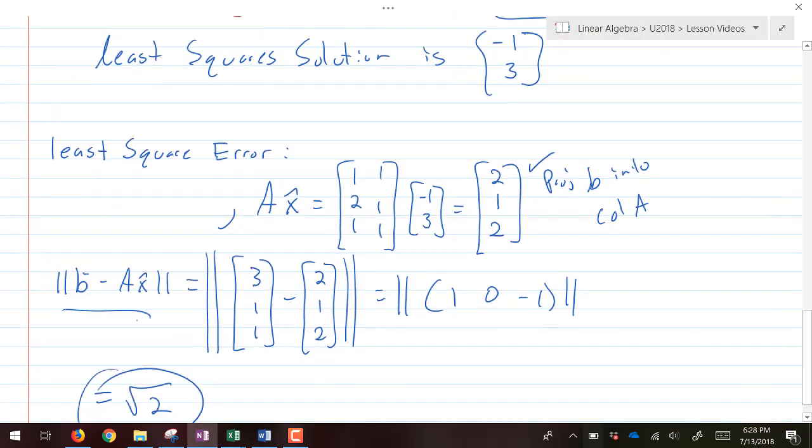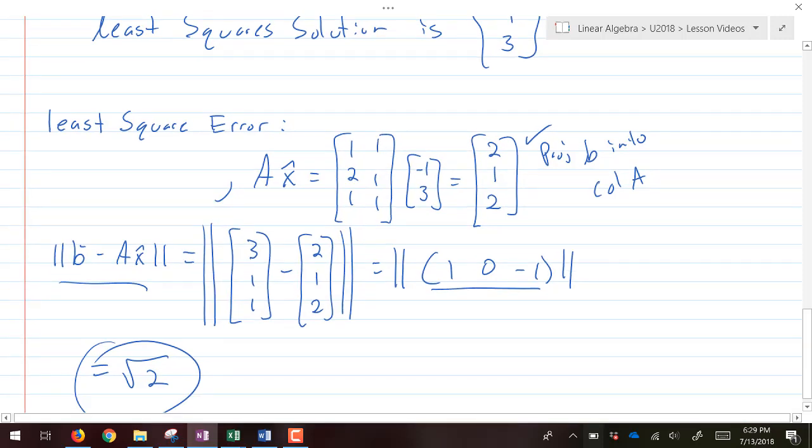So now I can find the least squares error, which is the magnitude of b minus A x hat, which is the magnitude of (3, 1, 1) minus (2, 1, 2). I just wrote this as a row here. That's a notation we use when we want to save some space. It still means column vector because I use parentheses. So that's the square root of 1 squared plus 0 squared plus (minus 1) squared, which is root 2. So the least squares error is root 2.